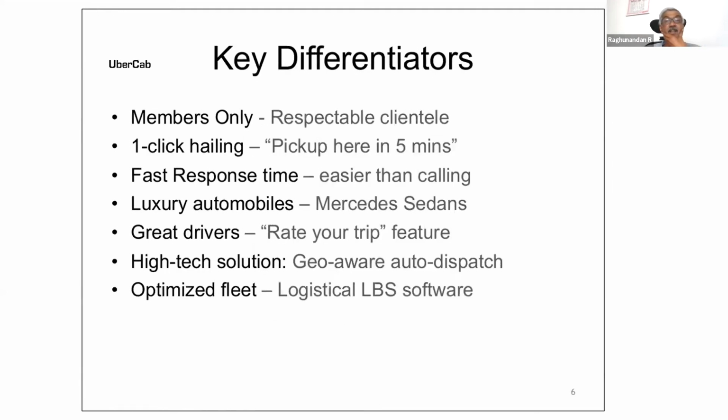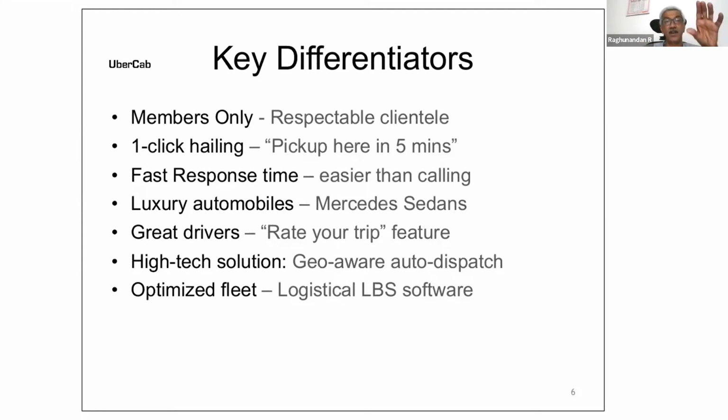Then the key differentiators. It's only for members, which means you register. There's one-click hailing. There's a very fast response time. You get luxury automobiles. You have great drivers. It's a high-tech solution, which means you know where you're going. And then there is an optimized fleet. So if you look at the key differentiators, this clearly tells what is there in Uber which is probably not there in anybody else.